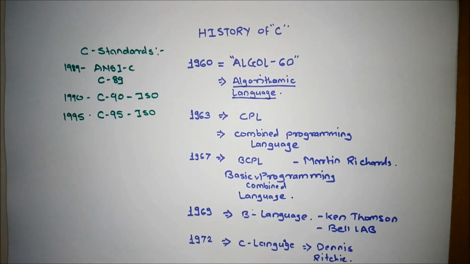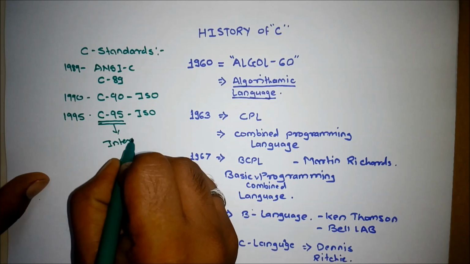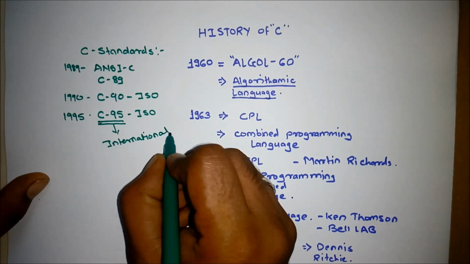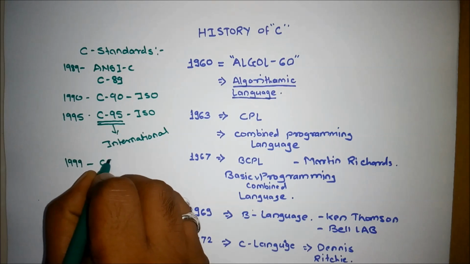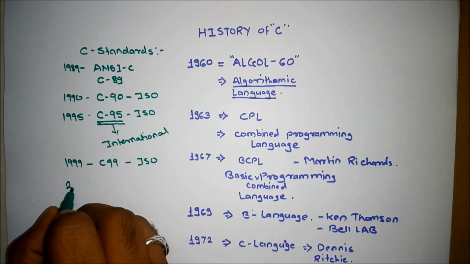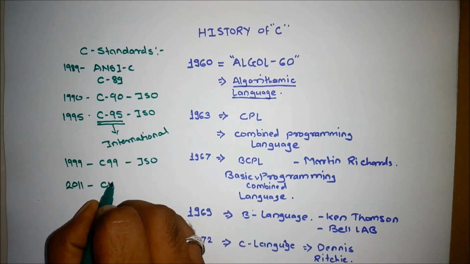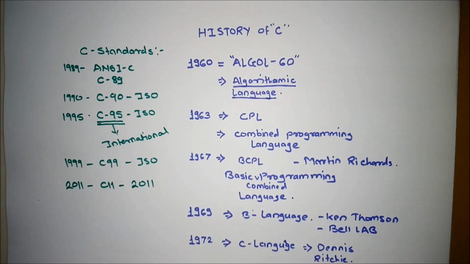in 1995, and after that C95 was introduced at the international level by ISO standard. ISO again released or upgraded it as C99 in 1999. Now we are using the C11 standard. It was upgraded in 2011. Guys, this is important to remember. Don't forget it. Since 2011 we are using the C11 standard, the ANSI standard, nowadays.